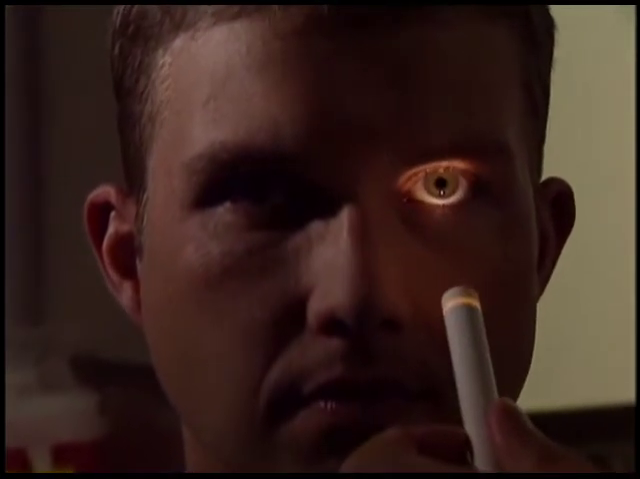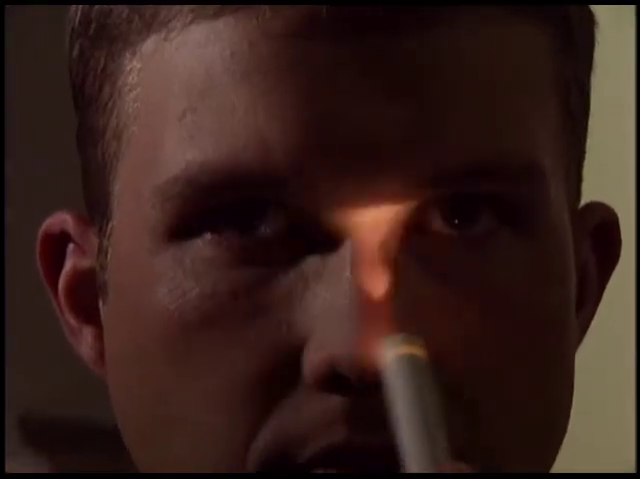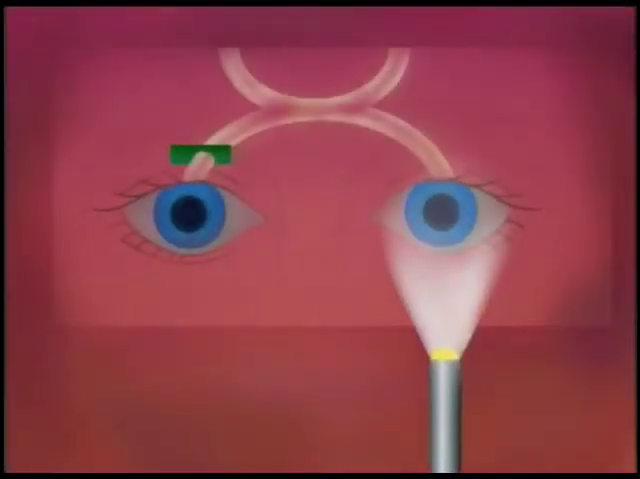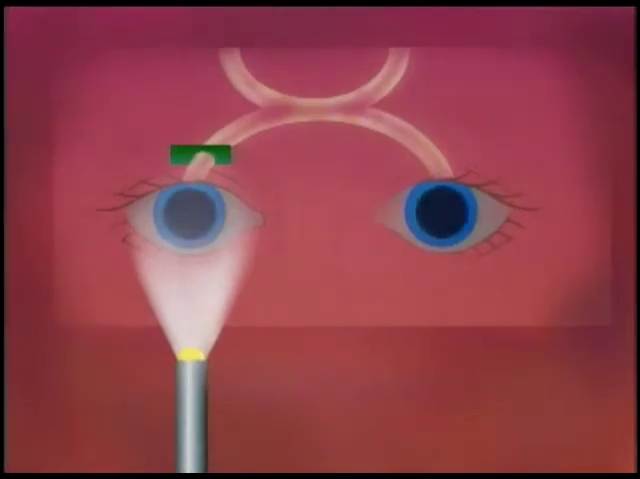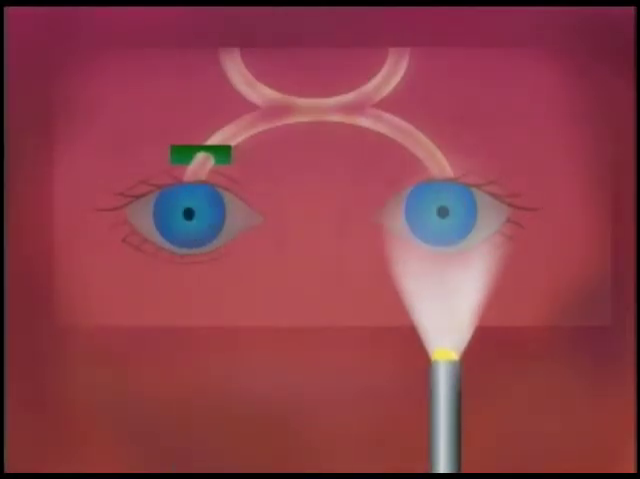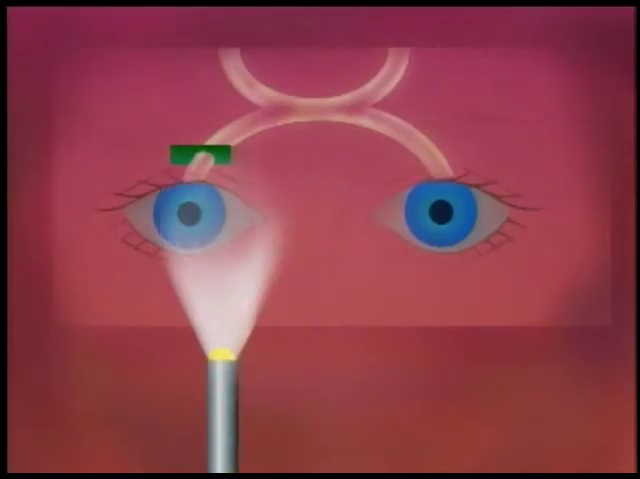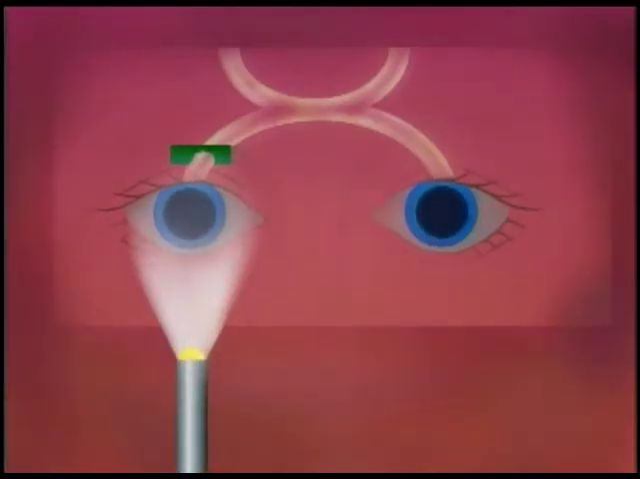Next, the light is moved swiftly back and forth between the eyes. This is the so-called swinging flashlight test. Normally, there will be little or no pupil movement. If an afferent pupillary defect, or APD, is present, the pupil will dilate when light is directed into the affected eye. The pupil in the normal eye will constrict when light is directed into it.